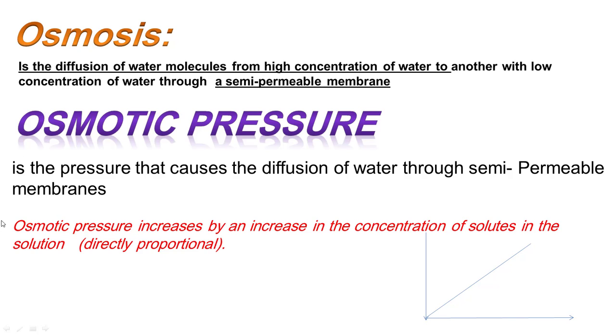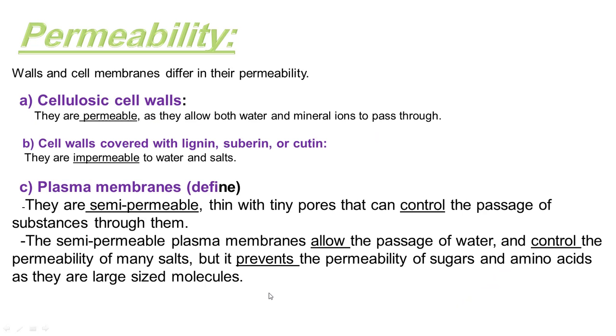Osmotic pressure. What is osmotic pressure? Water moves from high to low, leaving what? Leaving salt. So the salt's concentration will be more, causing osmotic pressure. So osmotic pressure is a result of osmosis, and osmotic pressure depends on the amount of salt. So it's a direct relation.